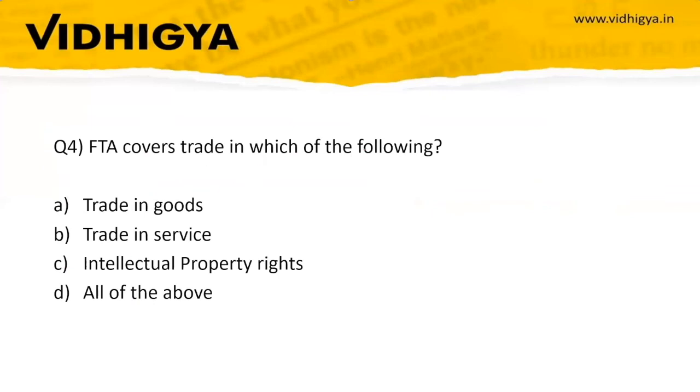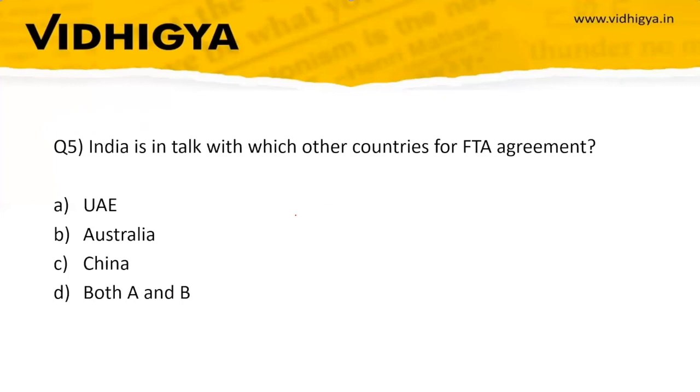Question 4, FTA covers trade in which of the following? So a free trade agreement covers trade in which of the following? The options are trade in goods, trade in services, IPR, all of the above. The correct option is all of the above, and it can also include other categories such as investment also. So it depends on the negotiation between the countries.